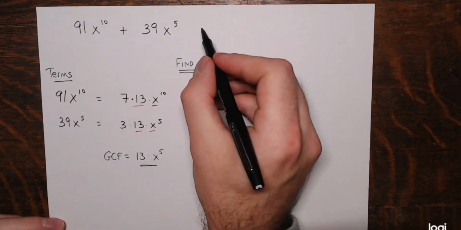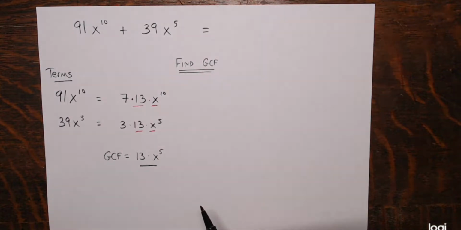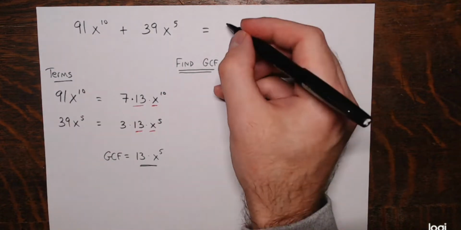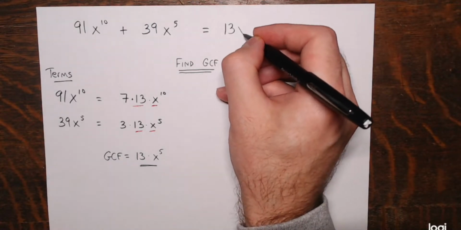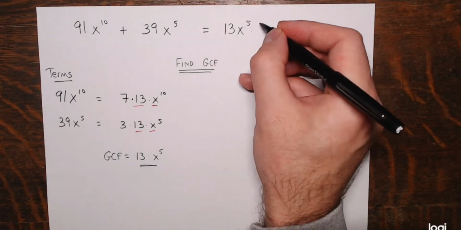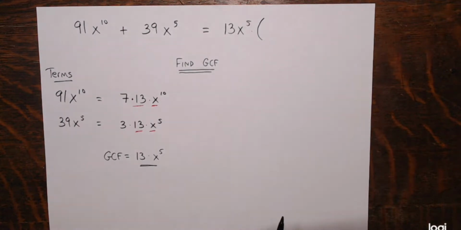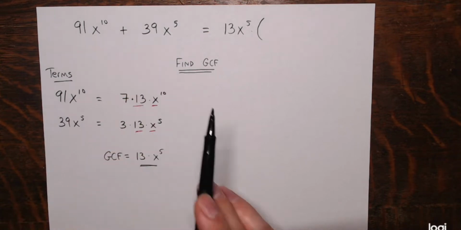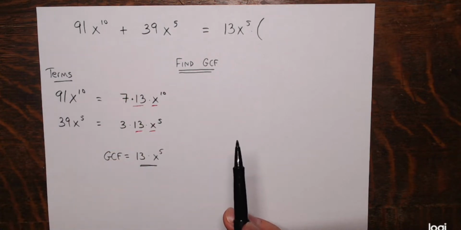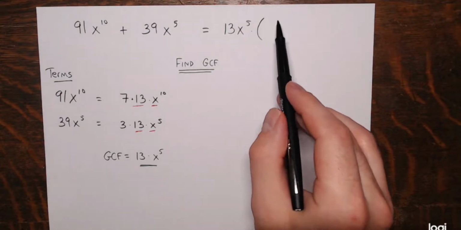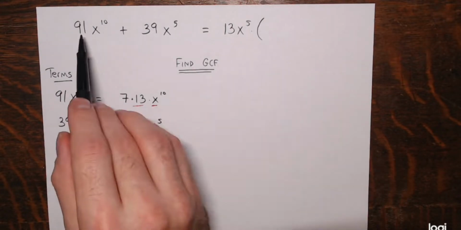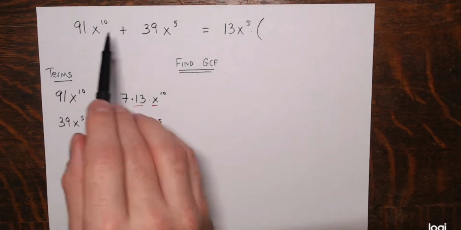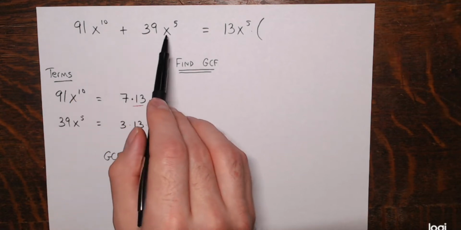So when factoring this polynomial here, when I factor out the greatest common factor, I'll write the GCF, 13x to the 5th, times, and then in parentheses, what would be left over if I remove this factor from these two terms, right? So that's what I meant by reversing the distributive property. Think about if I were to distribute 13x to the 5th, what would need to be in parentheses so that I get 91x to the 10th plus 39x to the 5th back.